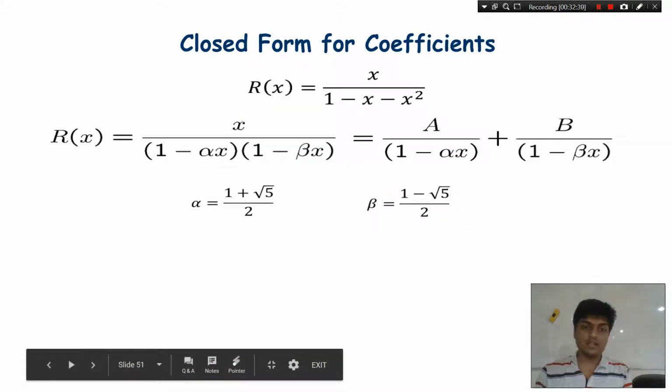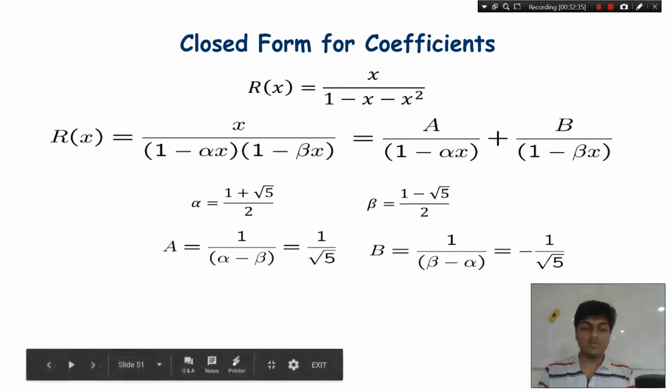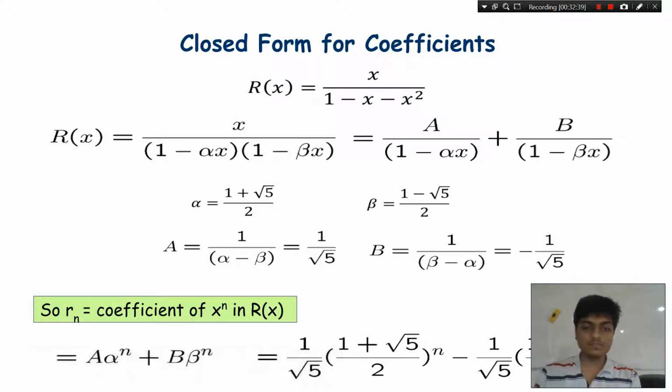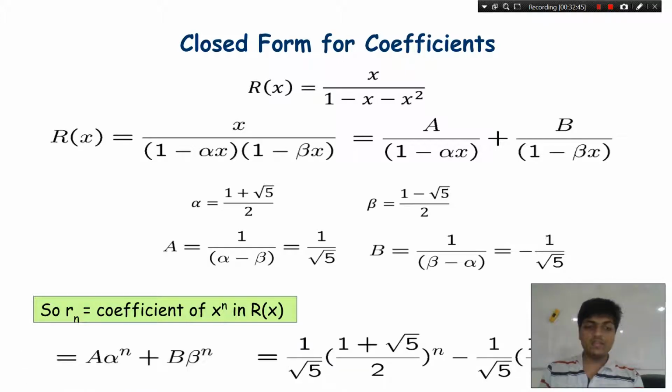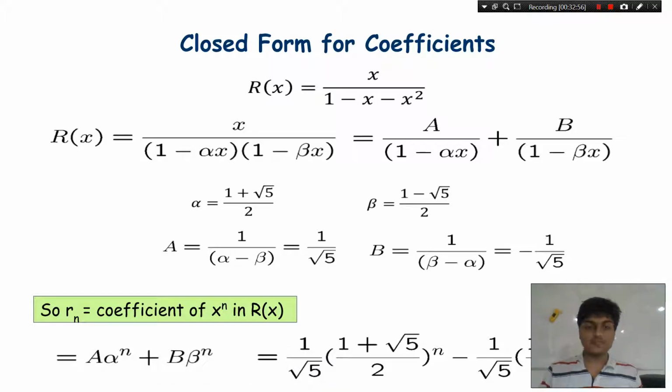Okay, and using the first two terms, because we are given a0 and a1, we can find out that alpha is (1 plus root 5) by 2, beta is this, and we can find capital A, capital B from these. And so A times alpha to the n plus B times beta to the n is given by 1 over root 5 times (1 plus root 5 by 2) to the n minus 1 over root 5 times (1 minus root 5 by 2) to the n. Okay, so this is the same as the closed form we found earlier.